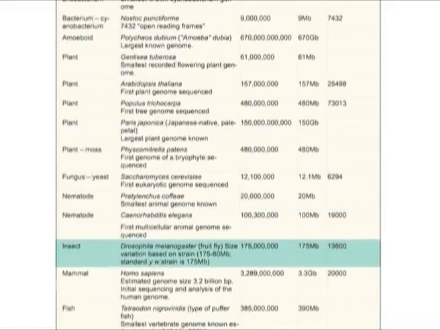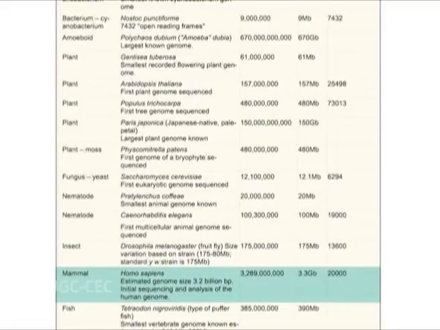Coming to insects, the Drosophila melanogaster fruit fly has a size variation based on the strain, ranging from 175 to 180 MB, and the genome size was 175 MB. Among the mammals, Homo sapiens, estimated genome size 3.2 billion base pairs and the genome size is 3.3 GB. The approximate number of genes is 20,000.